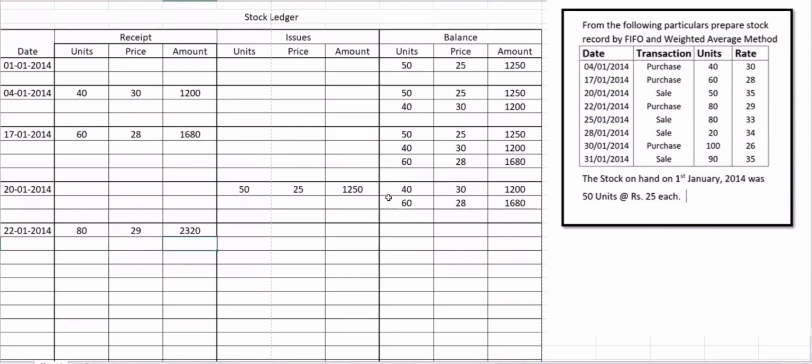Earlier stock, that is 40 units and 60 units, and today's 80 units. So we'll record today's stock. 40 units at the rate 30, cost of the same was 1200. Then 60 units at the rate 28, that is 1680. And today's units, 80 units at the rate 29, cost of the same is 2320.